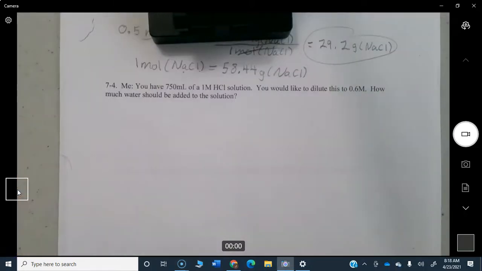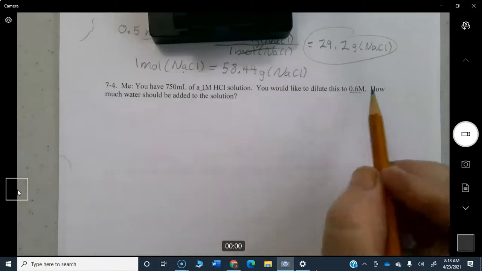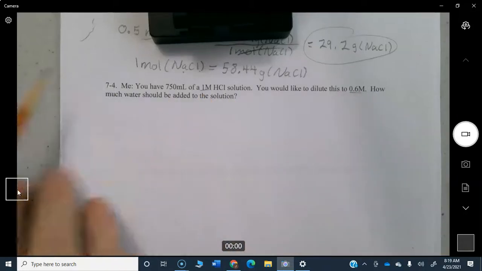Okay, let's go on to 7-4. You have 750 milliliters of 1 molar HCl solution. You would like to dilute this to 0.6 molar. So it's going from 1 molar to 0.6 molar. How much water should you add?